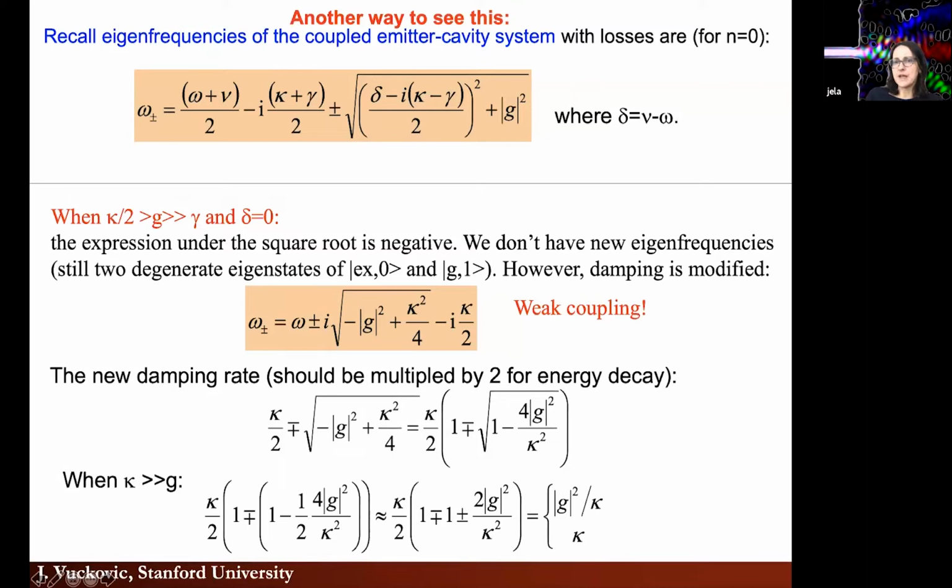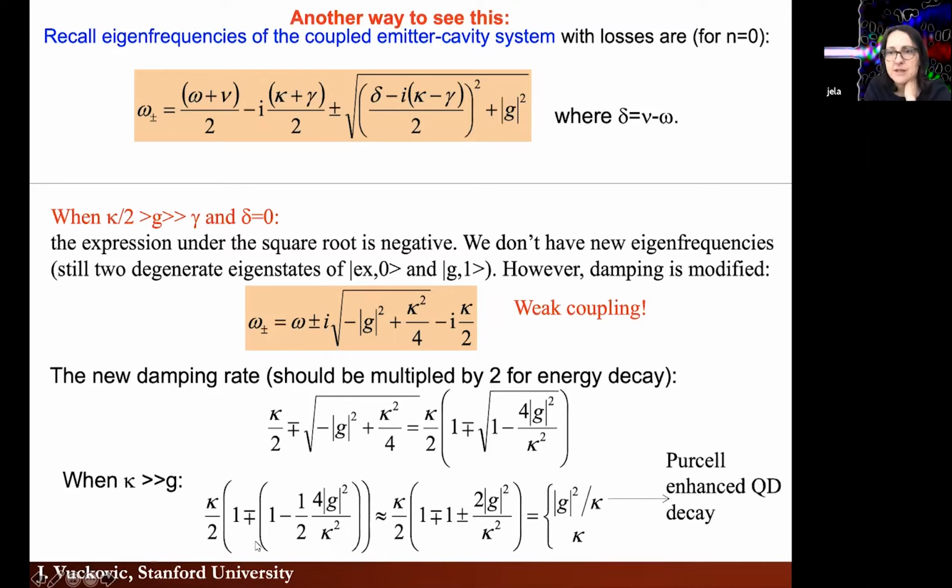So what will decay with the rate kappa? The cavity, right? They're not strongly coupled, because when they were strongly coupled, the decay rate was a combination of gamma and kappa. But now they're just weakly coupled. So the cavity will decay with the rate kappa and the atom will decay with the rate G squared over kappa.